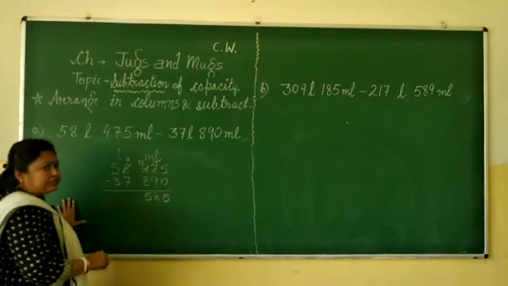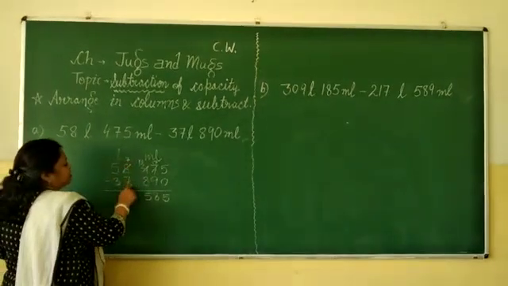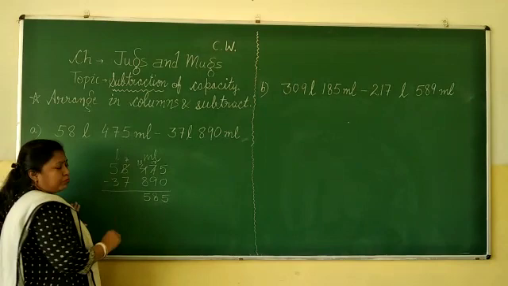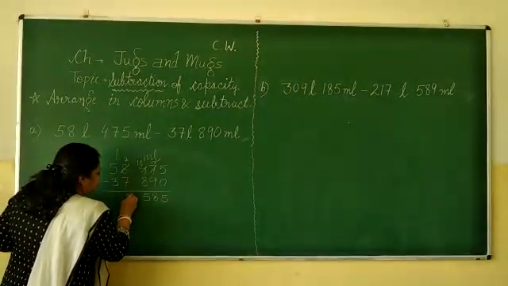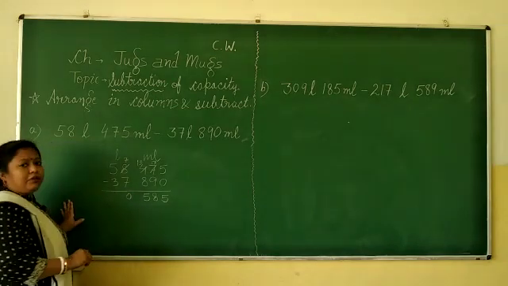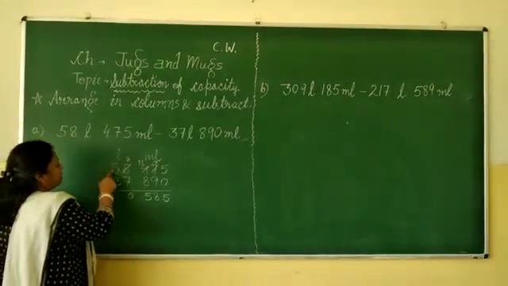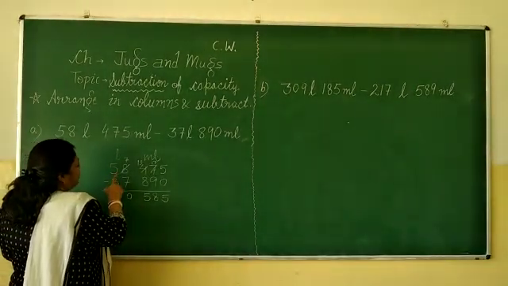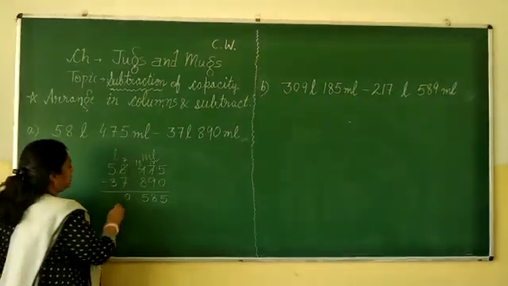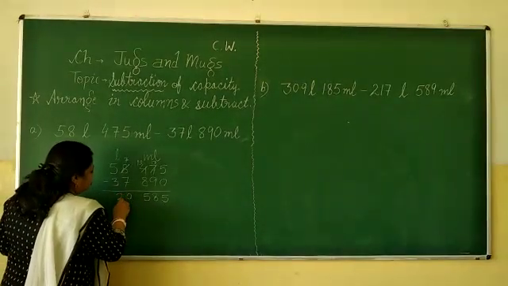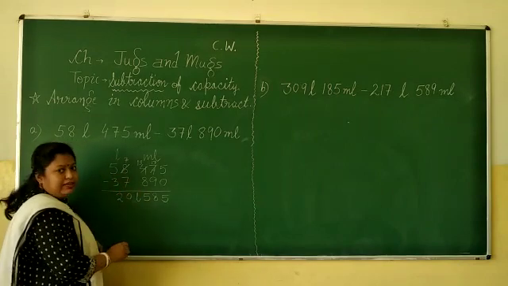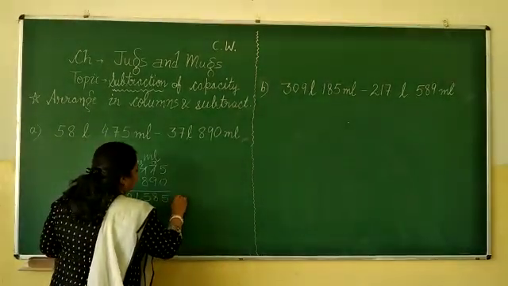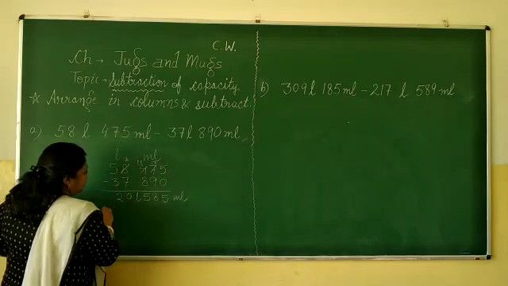Coming to our next column, that is 7 minus 7. We don't need to borrow any further because 7 minus 7 is 0. We get 0. And here in the last column we have 5 minus 3, that is 2. So our answer is, children, 20 liter 585 milliliters.